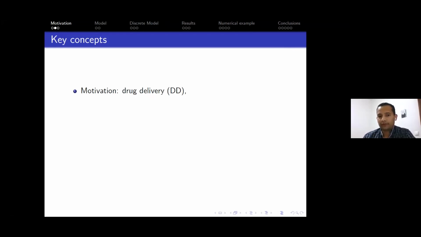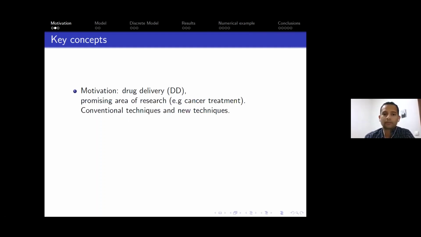Also, this hydrogel can respond to some external stimuli. So this material can be introduced into the part of the body that needs the treatment. After that, an external stimulus is applied, so the drug can be released. This is a promising area of research right now, for example, in cancer treatment.